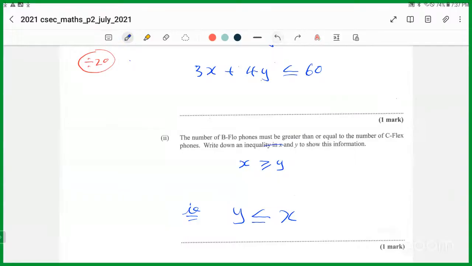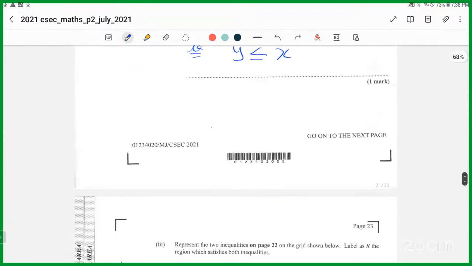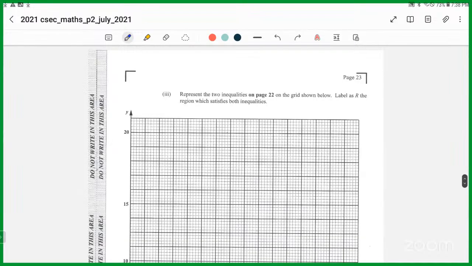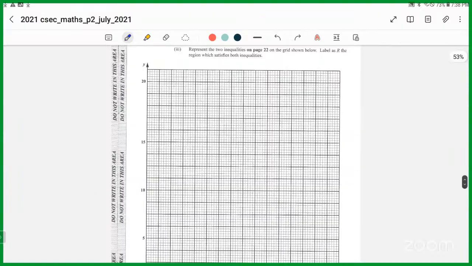But if you write this, you get the answer the same way. But in terms of interpreting what we put on the graph, I prefer this one, because this less than sign means that I want below the line. If we work with this greater than sign, you might make a mistake and go above the line, which is not right. Alright, let's continue. Then it says, represent the two inequalities on the grid below, and label as R the region that satisfies the two inequalities.